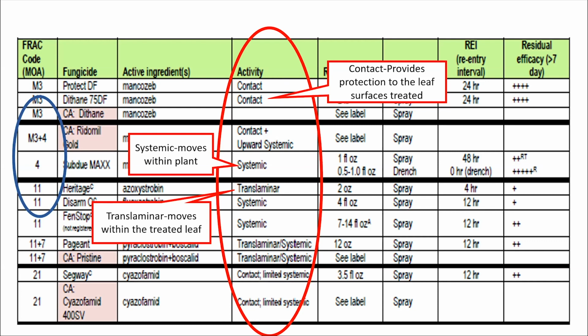It does, and I think that the takeaway to remember, especially with translaminar, is that you need to be very cognizant of when those new leaves are unfolding and then reapply. Yeah, perfect. The next thing we need to know is, should this be done as a spray or a drench?